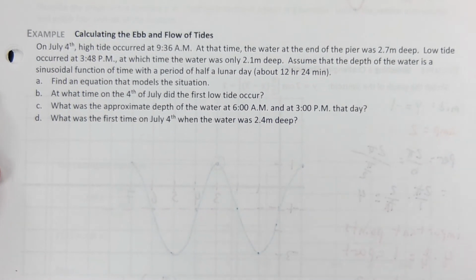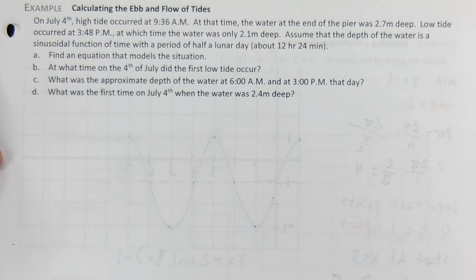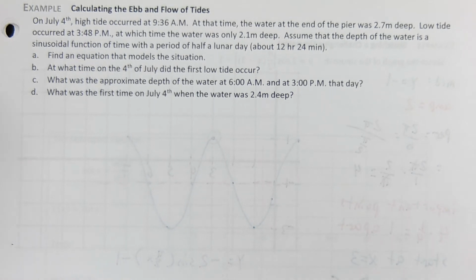This last question, don't write too large. There's a lot going on here. On July 4th, high tide occurred at 9:36 a.m. At that time, the water at the end of a pier was 2.7 meters deep. Low tide happened to occur at 3:48 p.m. At that time, the water was 2.1 meters deep.